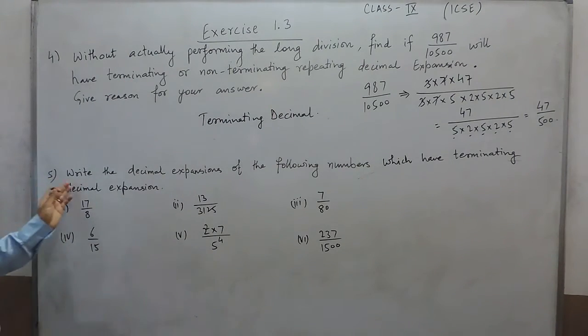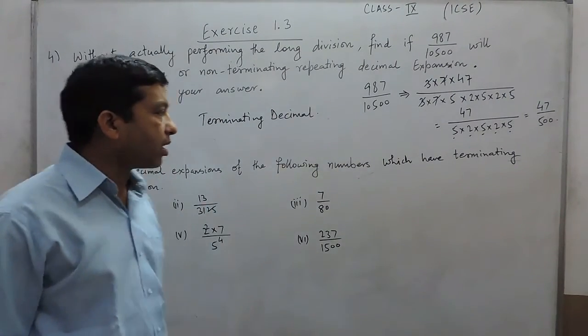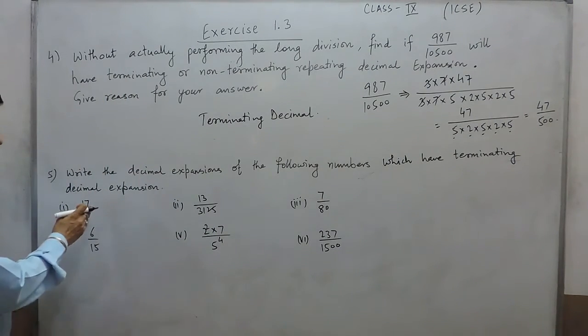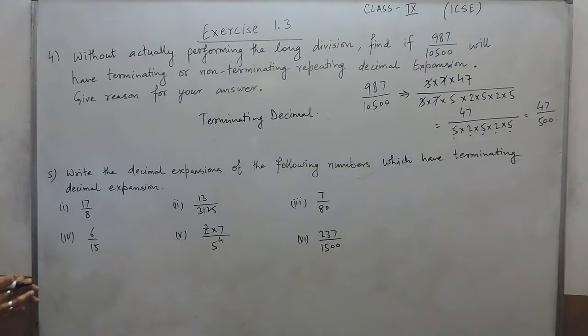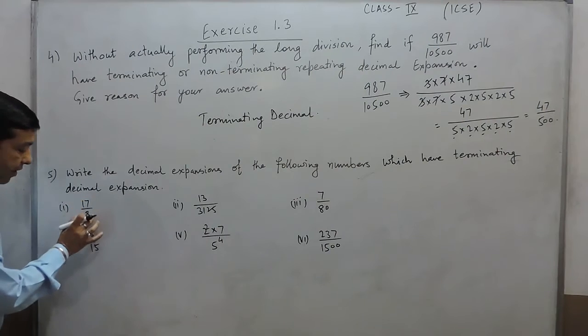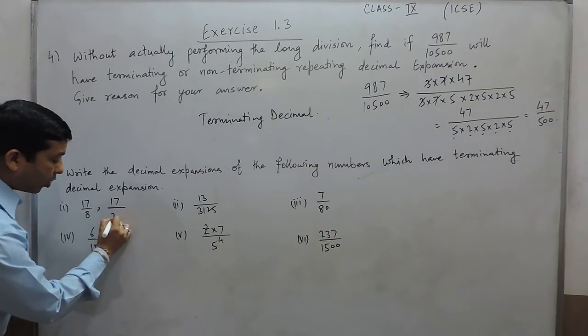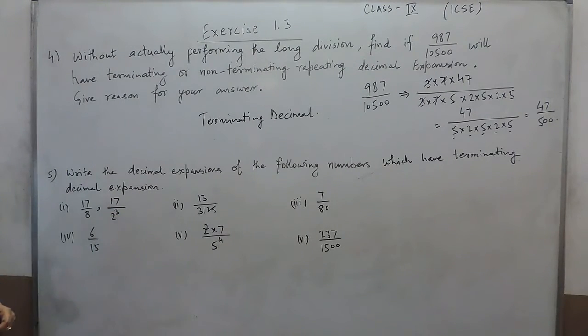The next question is, write the decimal expansion of the following numbers which have terminating decimal expansion. We already know that if the decimal is terminating, then it is easy to write out the expansion. If it is non-terminating, then it is very difficult and we actually have to divide. Here we have 17 upon 8. This can be written as 17 upon 2 cube, because 8 is 2 into 2 into 2. So this is very clear that this is a terminating decimal.